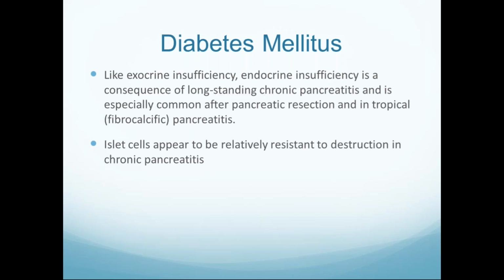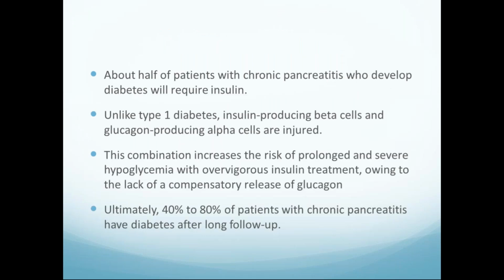So islet cells appear to be relatively resistant to destruction in chronic pancreatitis. About half of the patients with chronic pancreatitis who develop diabetes will require insulin. Unlike type 1 and type 2 diabetes, in type 1, insulin-producing beta cells and glucagon-producing alpha cells are injured. These injuries are an irreversible process.